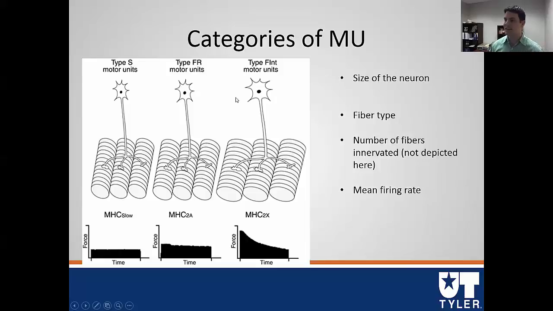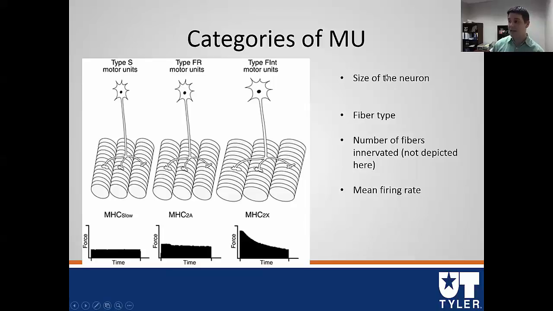One is the size of the motor neuron. The book talks about this a little bit, not great, but I think this image, which is not from the book, really does it. It could probably be exaggerated a little bit. So one is the idea of the size of the neuron. Indeed, the neuron size is actually smaller in the slow twitch fibers, and as you get to type 2A and then type 2X, you'll see that the cell body in the neurons is actually getting larger.